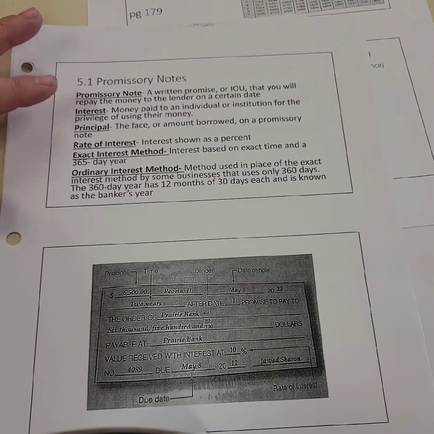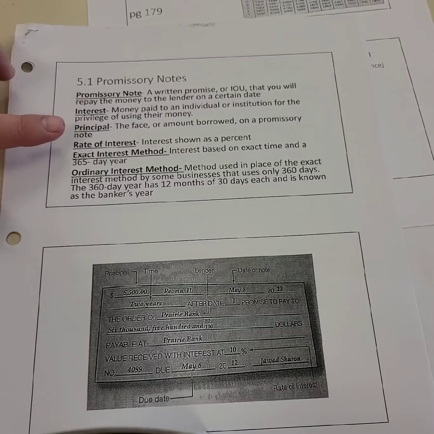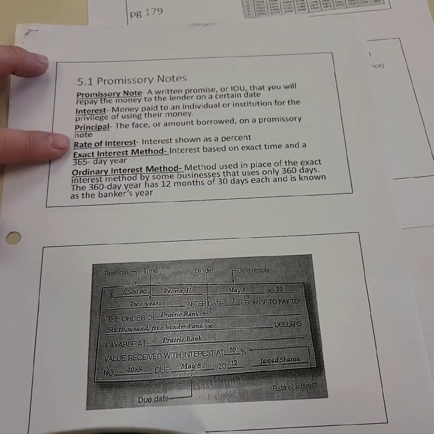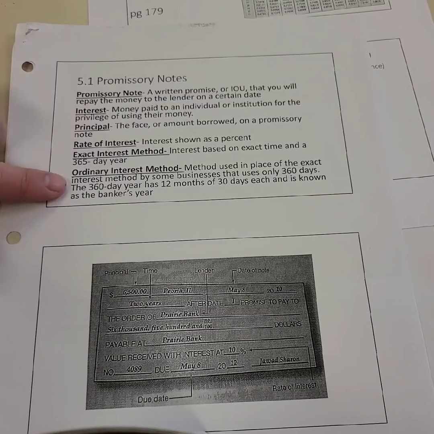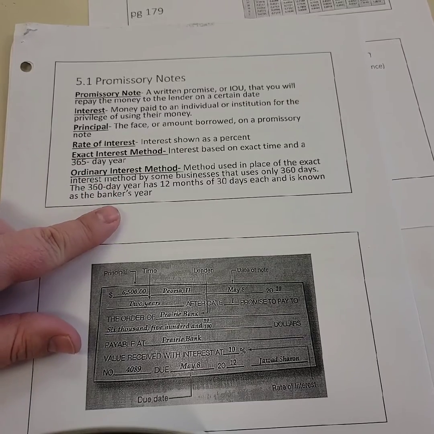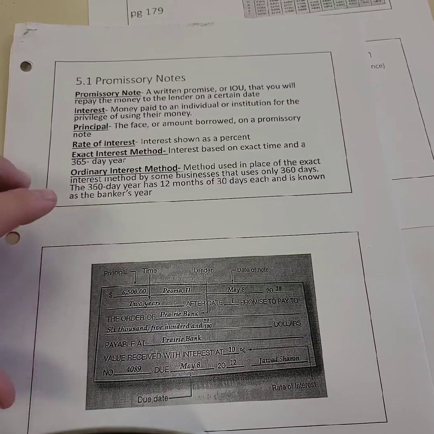Interest is obviously what you're going to pay above and beyond what you borrow. Principal is the amount you borrow. Rate of interest, we know what that is. These are the two that you need to be careful with: the exact interest method is 365 days, and ordinary is 360 days. Sometimes it's called banker's year.